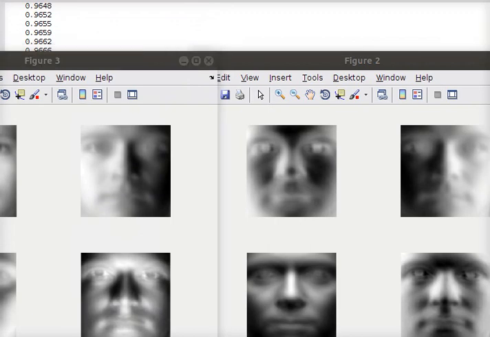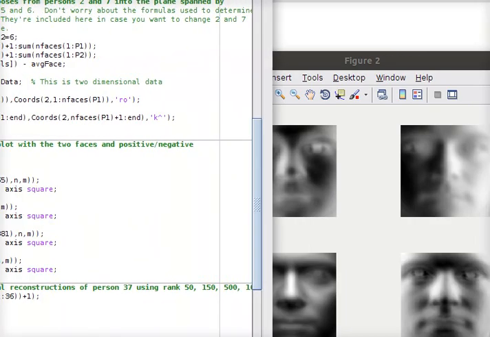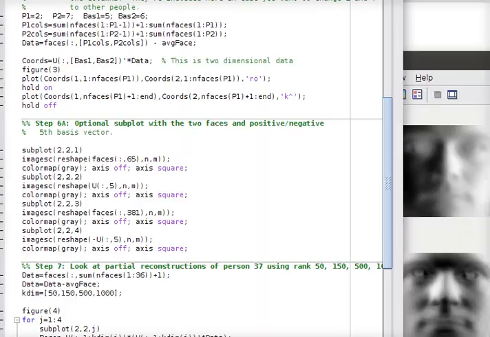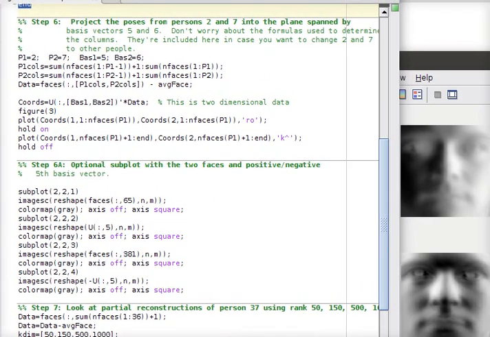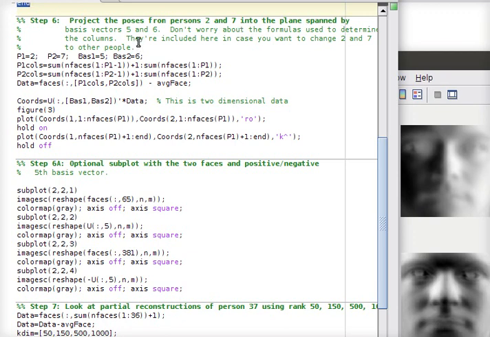Now, step 6 is where we're at on the notes. So we're going to project, maybe I'll just bring in my code like this. Step 6 is we're going to project the poses from persons 2 and 7 into the plane spanned by the basis vectors 5 and 6. There are some formulas in here you don't have to worry about. Let's just go ahead and do that. You can look over the code. Person 1 is 2, person 2 is 7. Basis 1 is column 5, basis 2 is column 6.